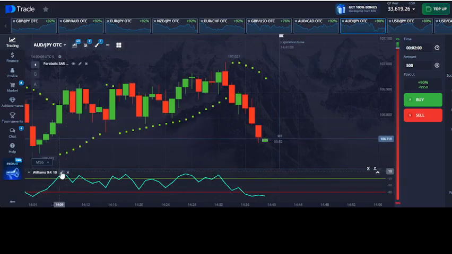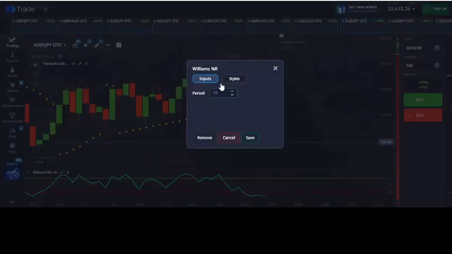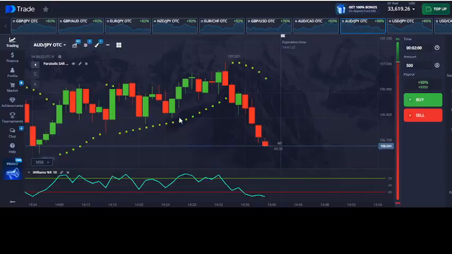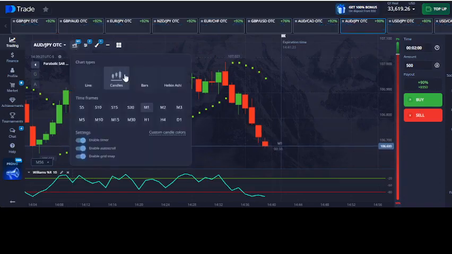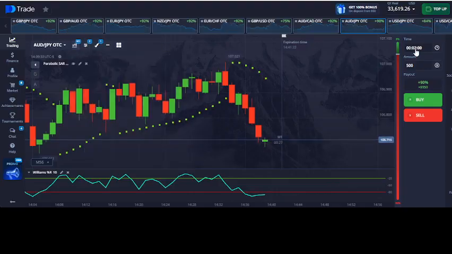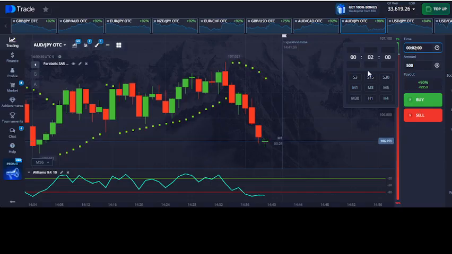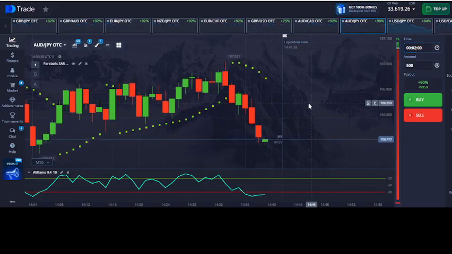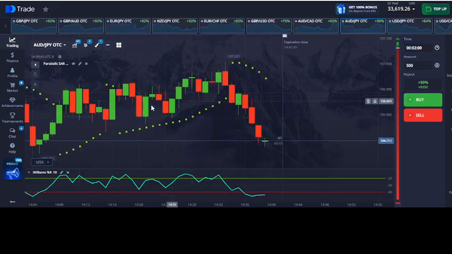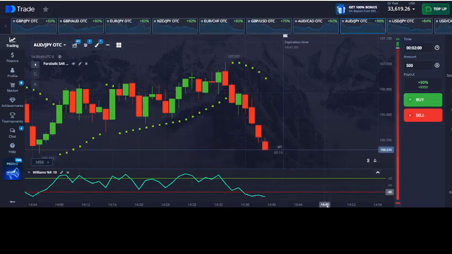For the Williams percent range indicator here, I have the period set to 10. In the style settings, I've also increased the line width of all three lines to 2 pixels as well. Okay. And for my candlestick chart, I have the candle set to 1 minute regular Japanese candles here. For the trade time, I have it set to 2 minutes. So I'll be taking 2-minute trades while looking at these 1 minute candles. Okay. So what I'm going to do now is pause the video and look for some setups.